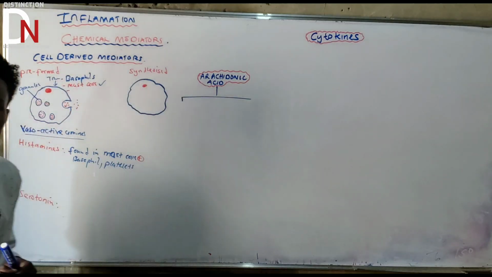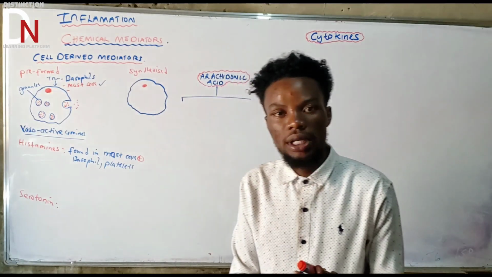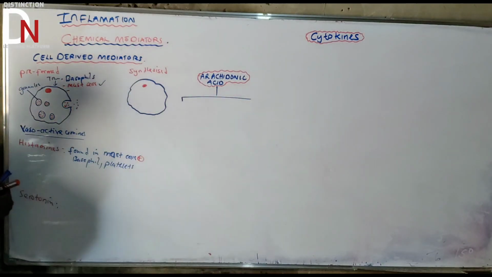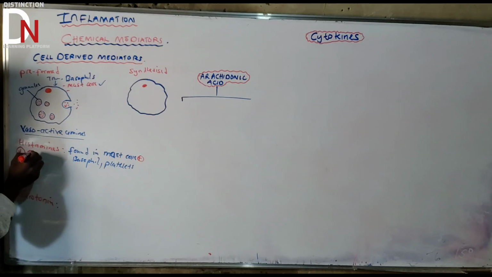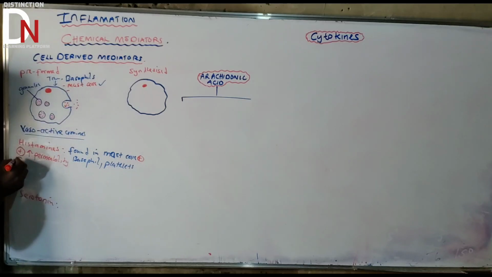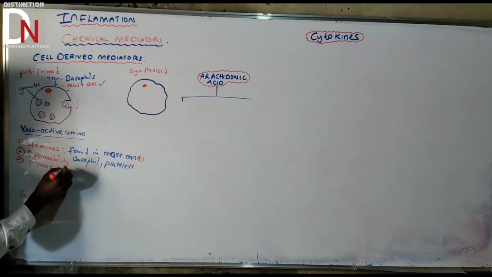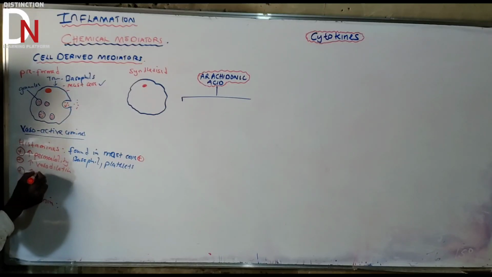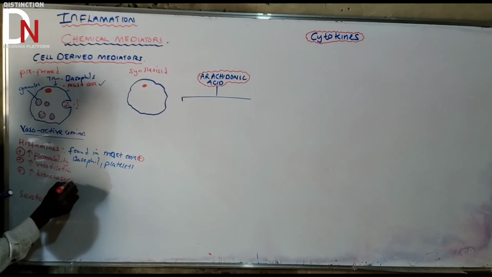Now, what is the function of histamine? The first one is to increase vascular permeability. What is the other important function? It increases vasodilation. What else? It also increases secretion, let me just say bronchosecretion. There are a lot of functions of histamine, and I'll talk about that.